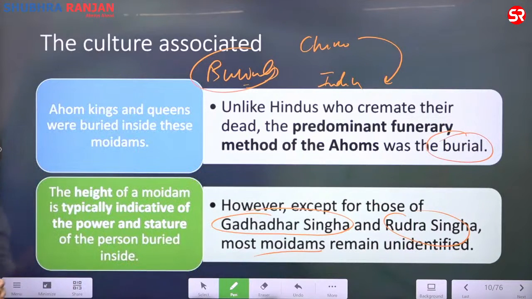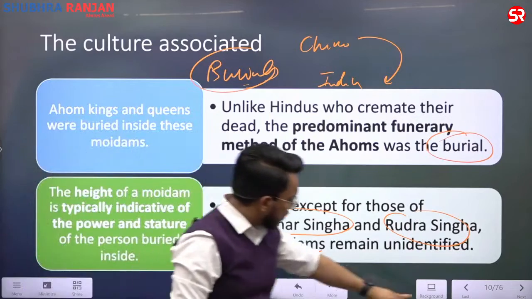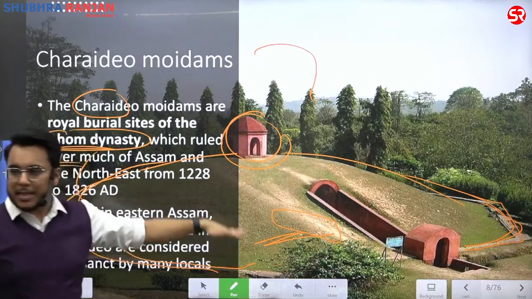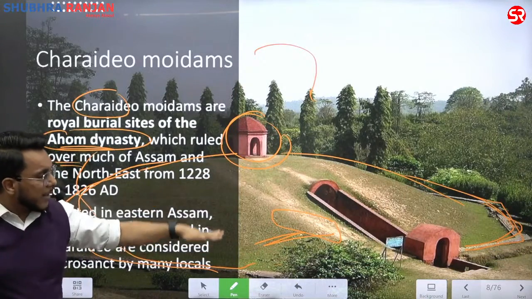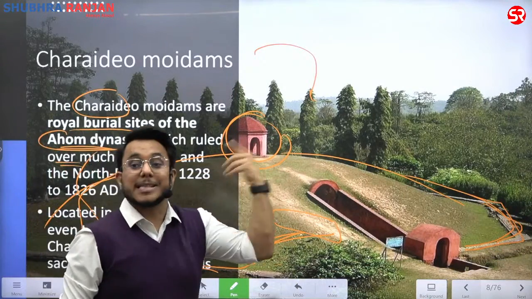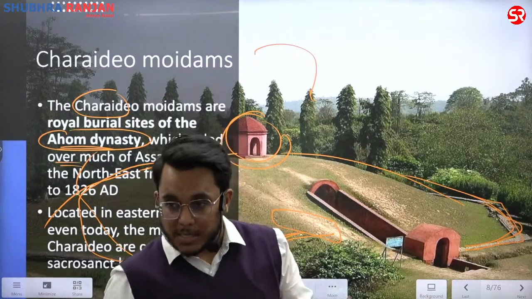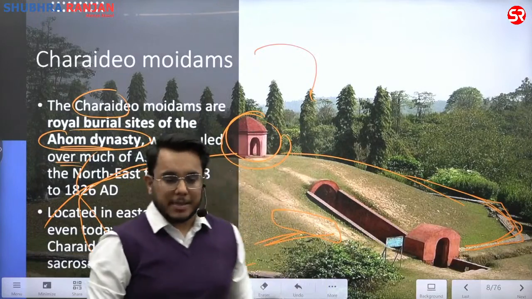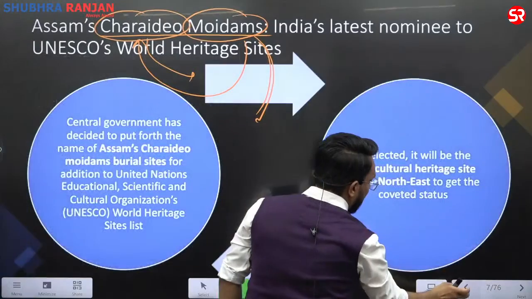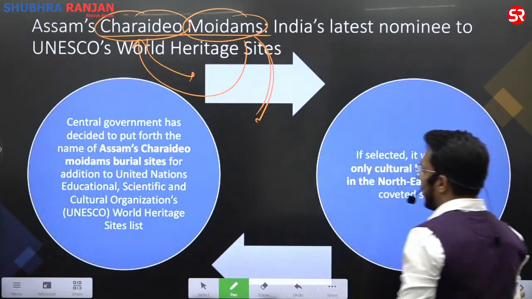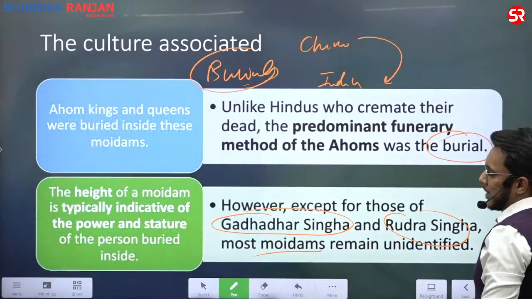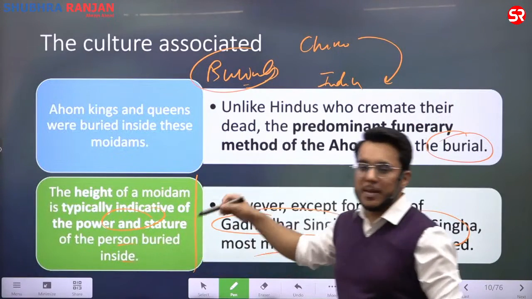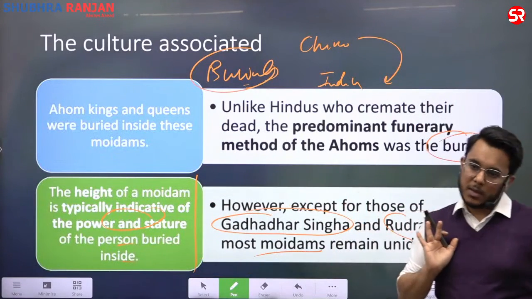Is it clear? Now if you see this particular mound or structure, you find that there is a certain elevation. This elevation was based on the status of the person who has been buried. If the person buried is a king, the height will be more, but if it is some other member of the royalty, then it could be less. So the height of a moidam was indicative of the power and stature of the person buried. Is it clear or not?